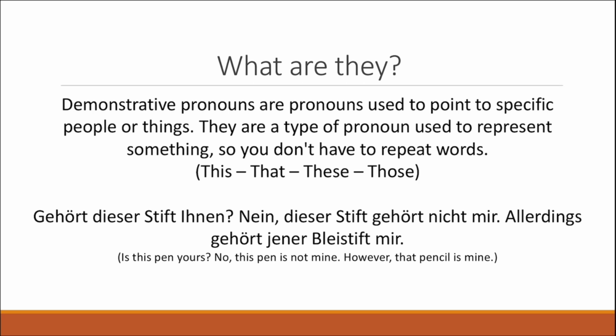And in this sentence, you can see three demonstrative pronouns. In the first interrogative question, dieser means this, and we're indicating a pen. In the second sentence, we still have dieser, which is still indicating a pen, and it means this. And at the end of the third sentence, we have jener, which means that.